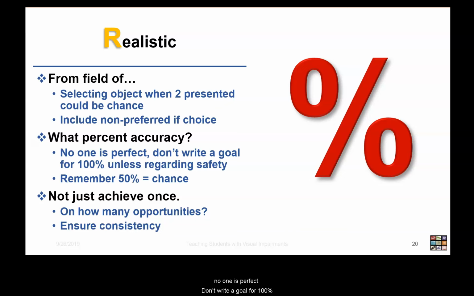Don't write a goal for 100% unless the goal is regarding safety, because obviously you wouldn't want a student to cross the street safely with 80% accuracy. Decide on a percentage that is reasonable, but not 50% or less, as that is also no more than chance. Also, be sure to specify how many times it must be achieved. A student hasn't mastered a goal if they can only do it once. Specify on how many opportunities to ensure consistency.